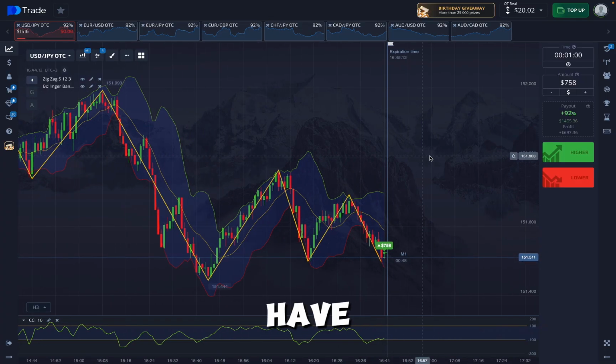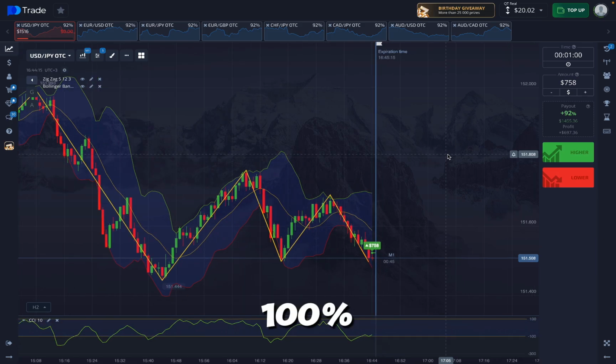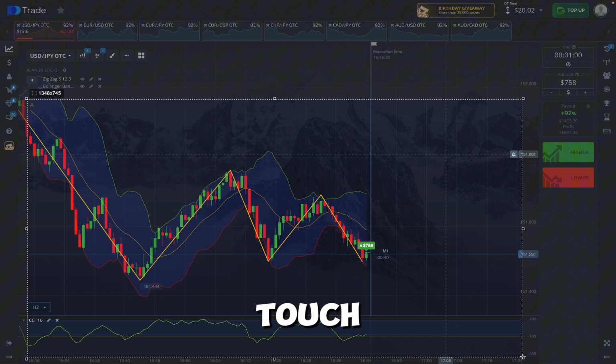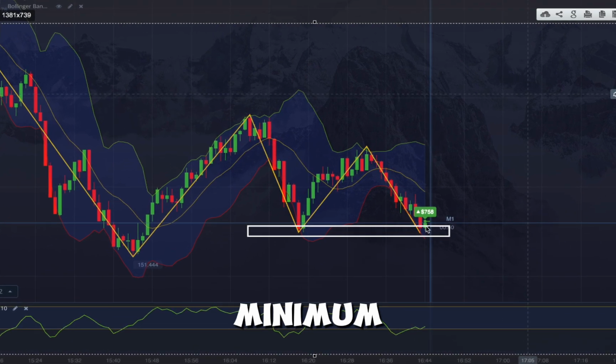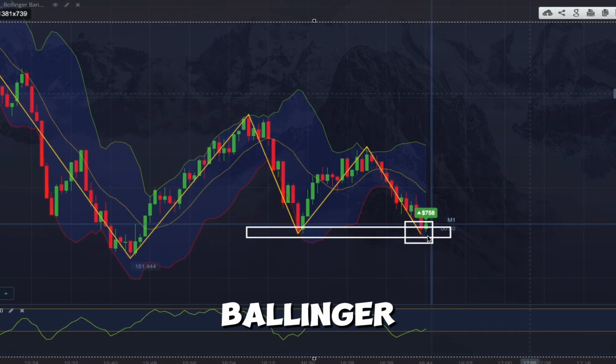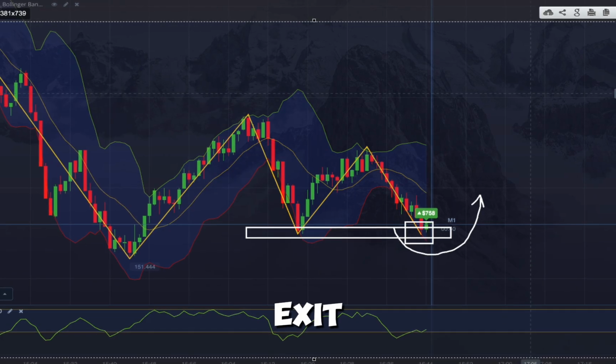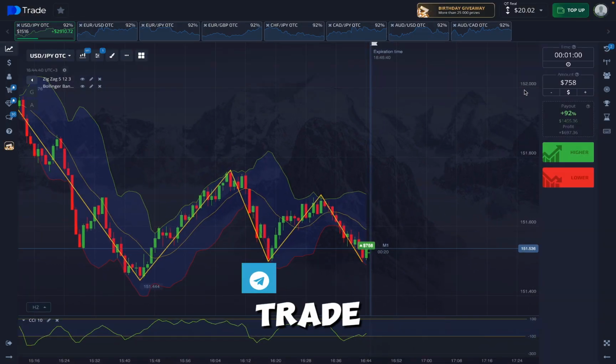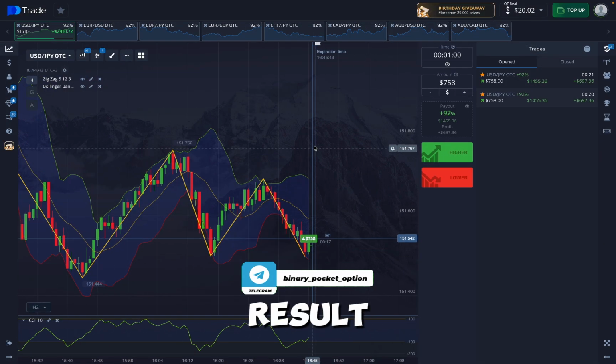As I said before, we have a good touch point here, and I think 100% exit should happen. Let's highlight the working area. This touch point, updating the local minimum on the zigzag, touching the lower Bollinger Band, and also the exit from the oversold area on the oscillator. Actually, that's why the trade is opened on the upside. Let's watch the result of these 2 trades.